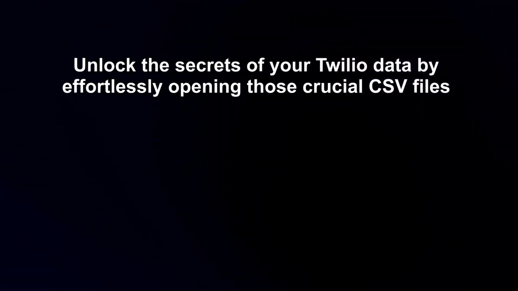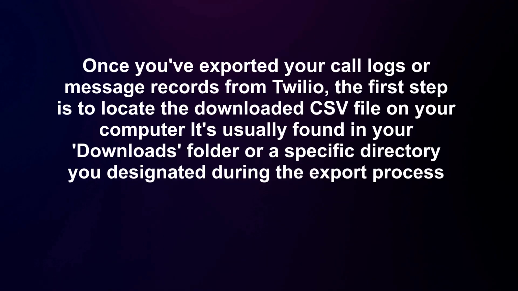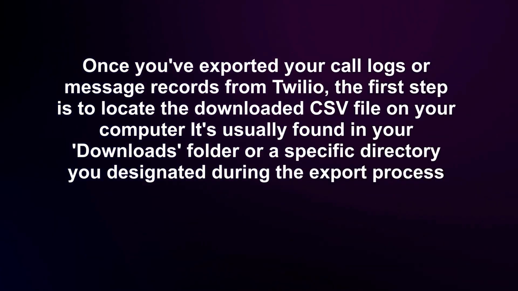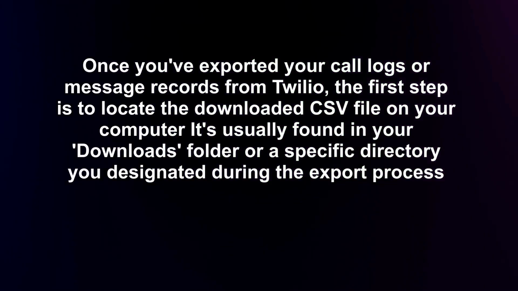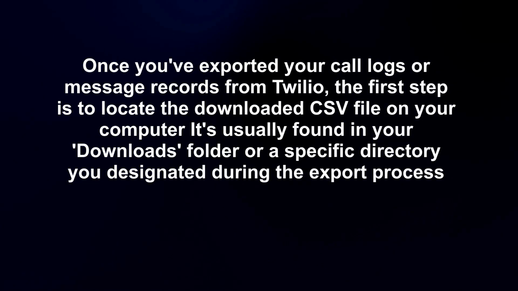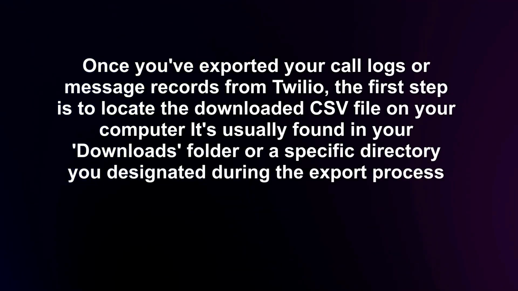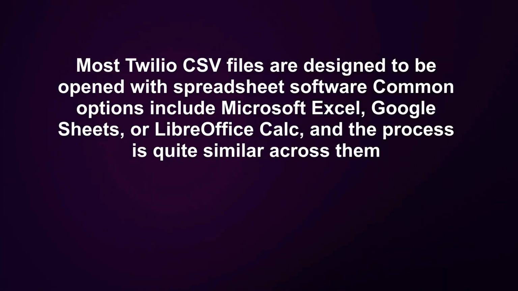Unlock the secrets of your Twilio data by effortlessly opening those crucial CSV files. Once you've exported your call logs or message records from Twilio, the first step is to locate the downloaded CSV file on your computer. It's usually found in your Downloads folder or a specific directory you designated during the export process. Most Twilio CSV files are designed to be opened with spreadsheet software.